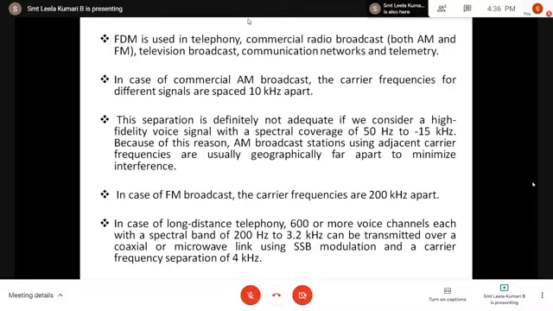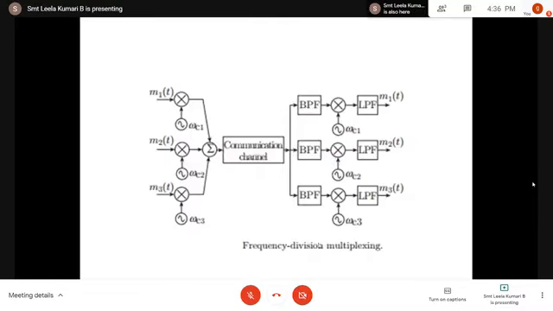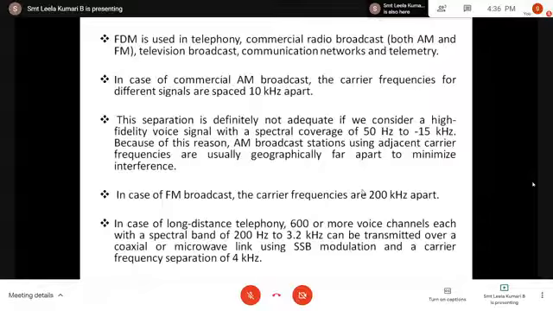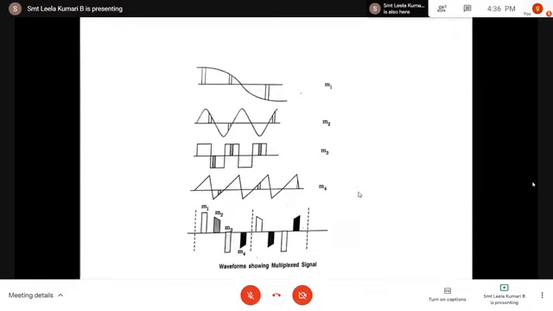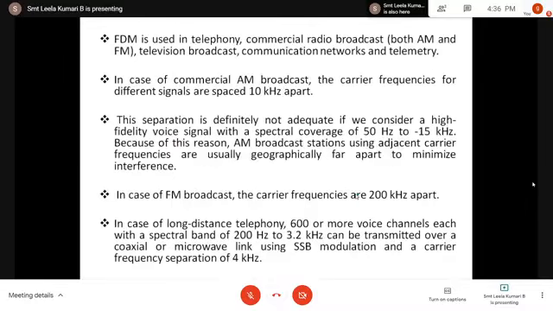This is the basic concept of frequency division multiplexing, which employs analog modulation techniques, and SSB is the most commonly used modulation technique here. The different message signals modulate different carriers, and it can be used in broadcasting, communication networks, telemetry, and so on.